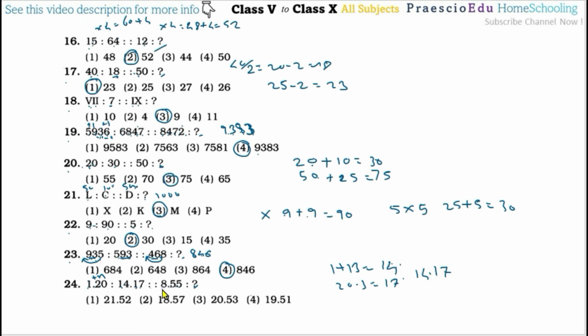Likewise, then 8 plus 13 we have to add. So this is a 21, then decimal point, and then 55 minus 3. So 55 minus 3 is 52. So 21.52. This is given in option number 1.